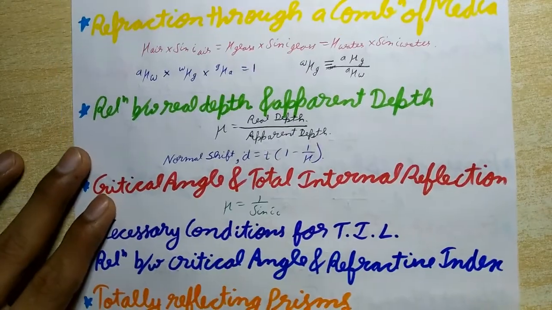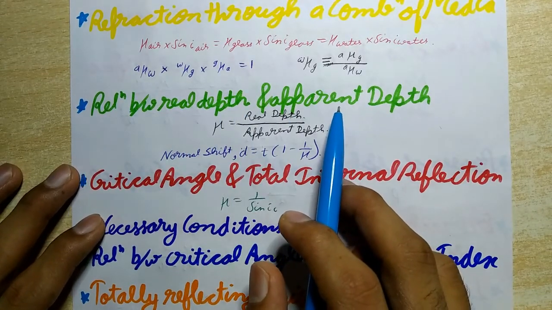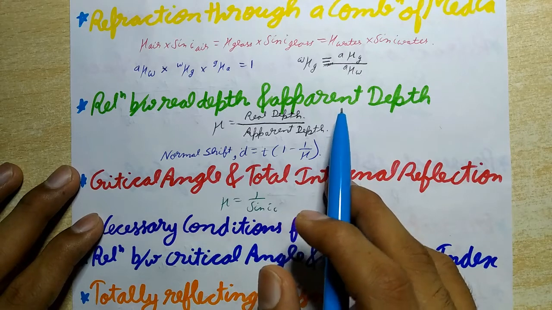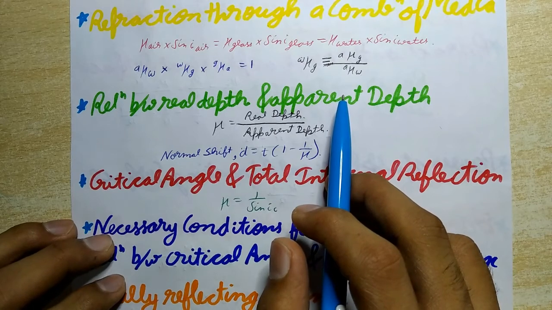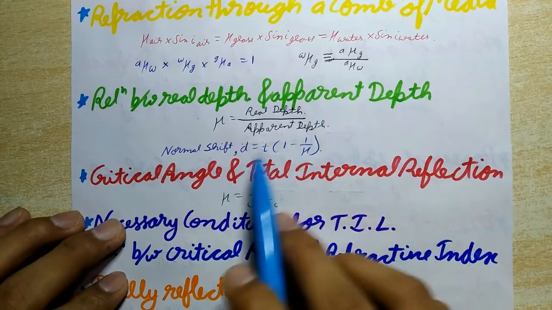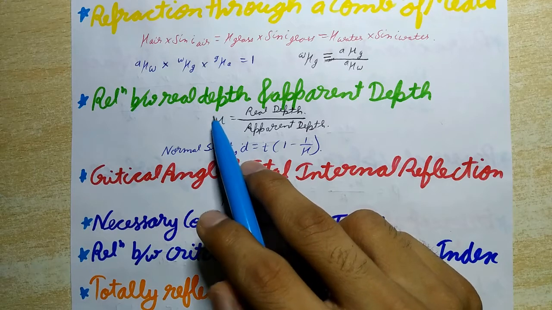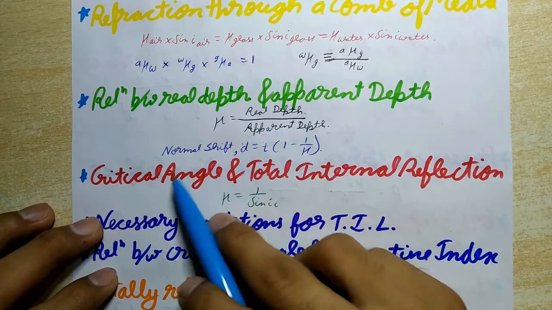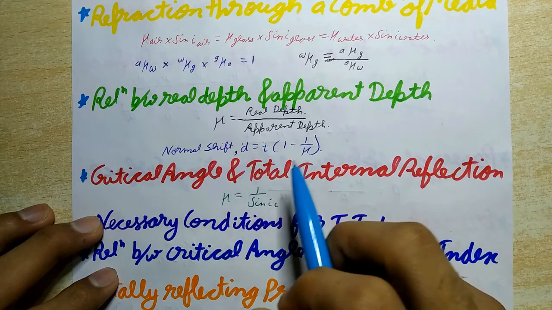Now next is relation between real depth and apparent depth. Due to the refraction of light, the apparent depth of an object placed in a denser medium is less than the real depth. When an object O in a denser medium of thickness t and refractive index mu is seen through a rarer medium, its image is seen at this position. This is the expression. It is seen that mu is equal to real depth upon apparent depth, and also the apparent shift is equal to t by mu.